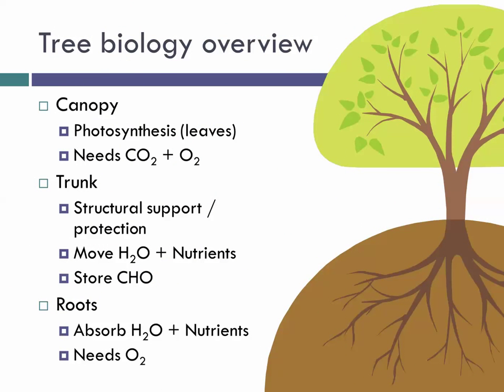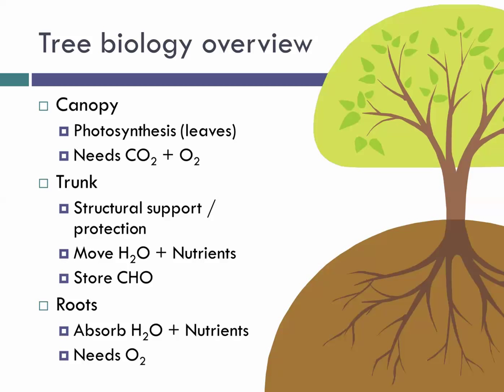So let's do a quick overview of a tree's biology. We have the part that's above ground. We have the canopy, which is all the leaves. They're responsible for doing photosynthesis, that is converting carbon dioxide into sugars, and they give off oxygen. So they need CO2 and O2.